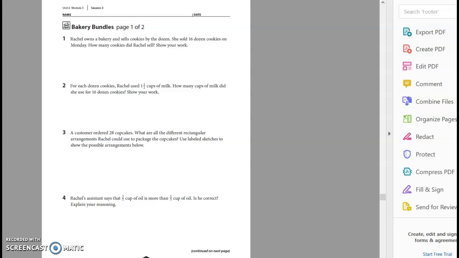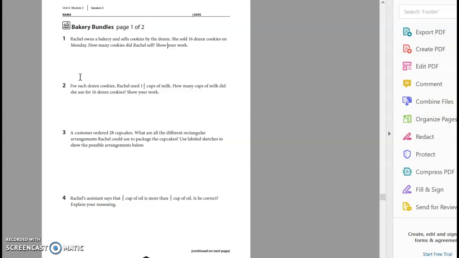Okay, today your homework. Number 1, Rachel owns a bakery and sells cookies by the dozen. She sold 16 dozen cookies on Monday. How many cookies did Rachel sell? Show your work. Okay, this is a multiplication problem. I will help you out with that one.